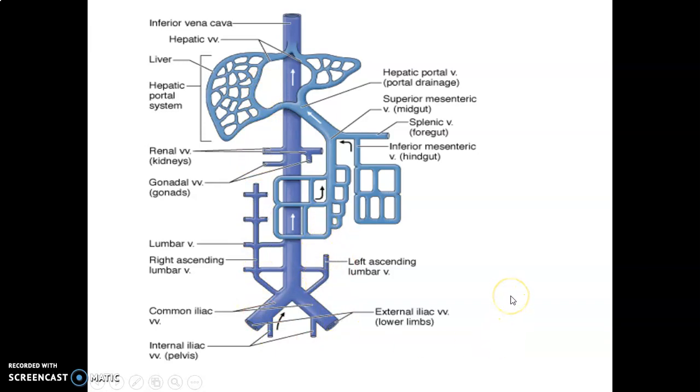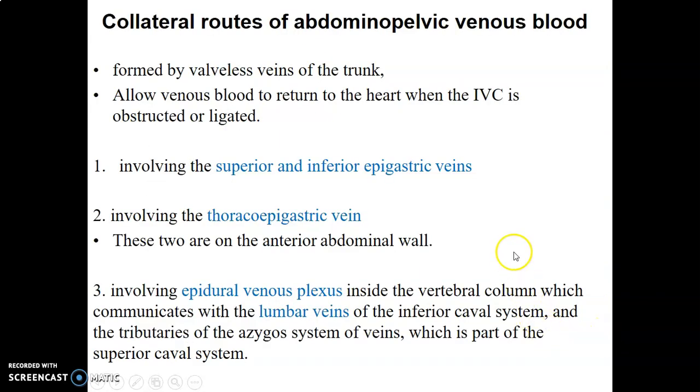So we are going to call these collaterals of the abdominal pelvic venous blood. These collaterals are valveless, so blood will flow either way. Remember, valves ensure unidirectional flow. But if these are valveless, it means flow is in either direction. So when you have these collaterals, blood is able to return to the heart when the inferior vena cava is obstructed. If somebody has a cancer in the abdomen that is blocking the inferior vena cava, how will blood from the lower limb get to the heart? It should be able to go back even if the inferior vena cava is obstructed.